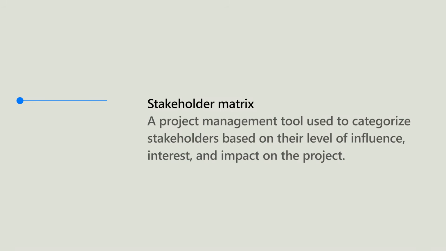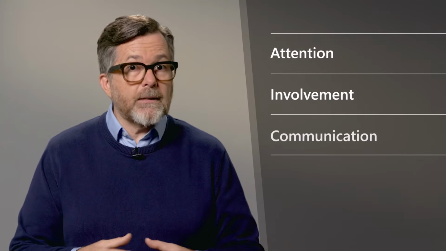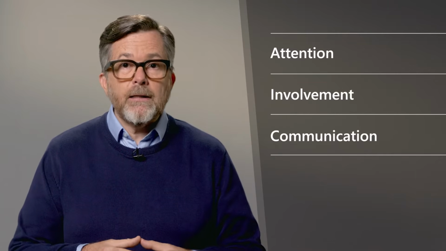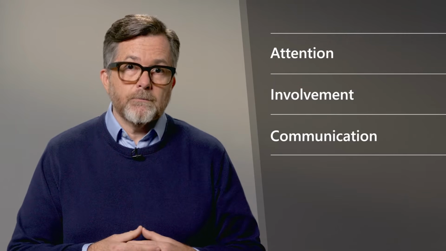A stakeholder matrix is a project management tool used to categorize stakeholders, those people or groups who can have an effect on your project based on their level of influence, interest, and impact on the project. It guides project leads in prioritizing engagement strategies by identifying which stakeholders require more attention, involvement, and communication, ensuring their needs and expectations are managed effectively throughout the project lifecycle.